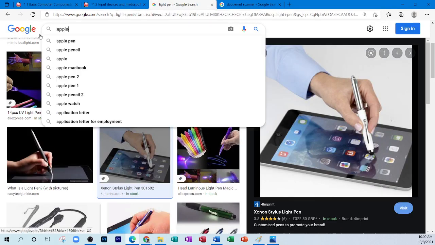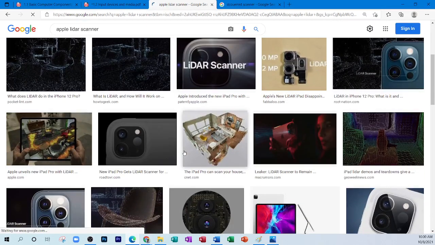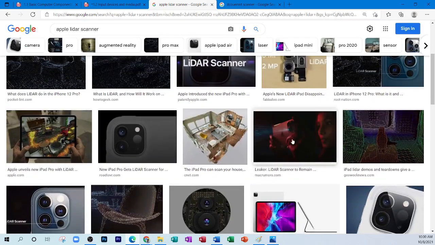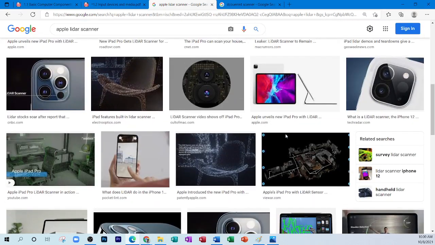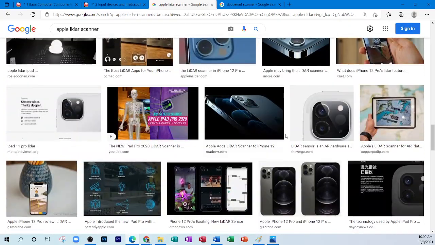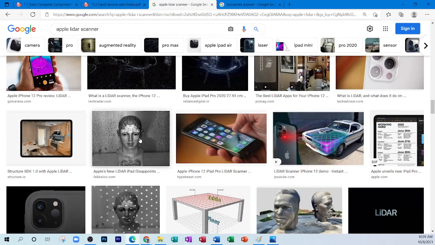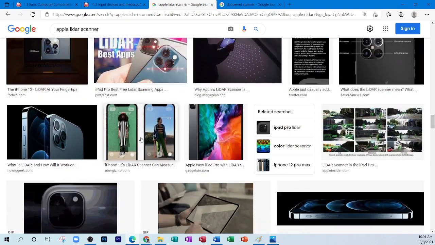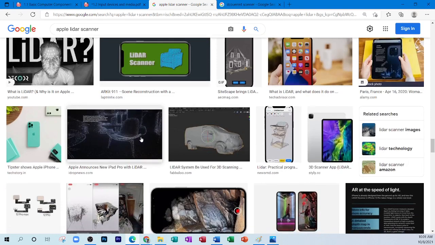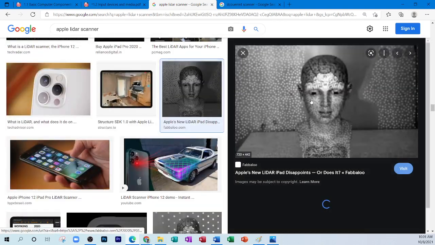Apple LiDAR sensor scanner. There was an image that showed it with a woman's face. Basically, it's something like this here.